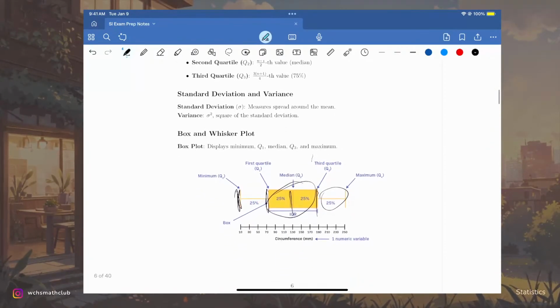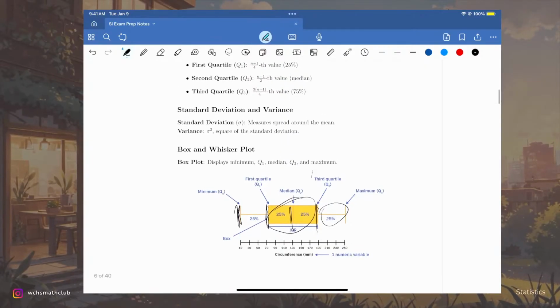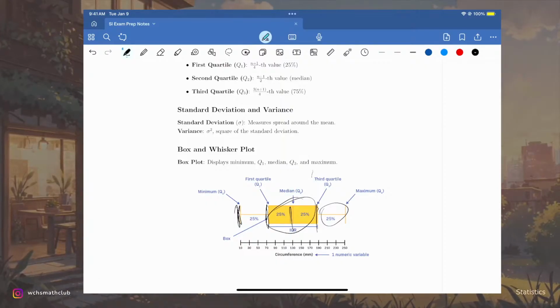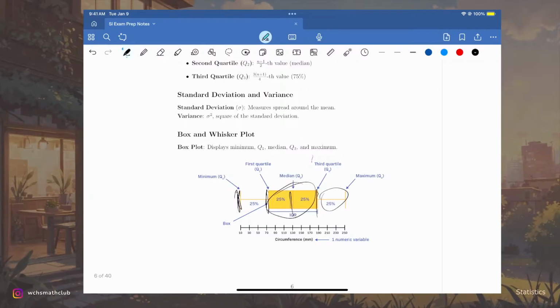Next one, I talked about variance really quickly earlier, but we'll go over it again now. So there's two measures of how spread apart the values are in terms of each other. Standard deviation measures the spread around the mean. So it'd be all the values minus the mean and then take the average of that. And then the variance is the square of standard deviation.